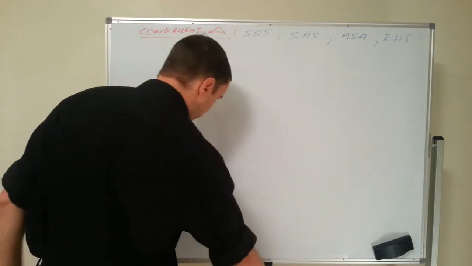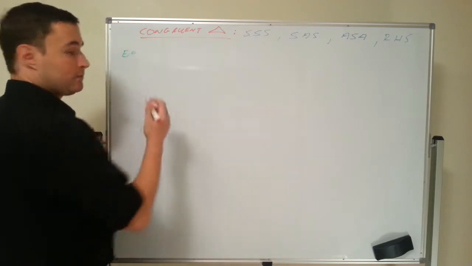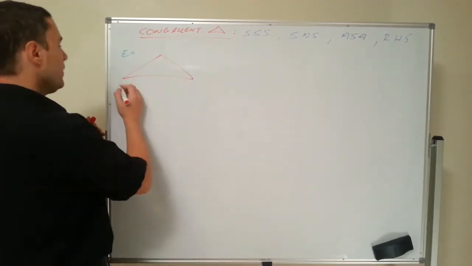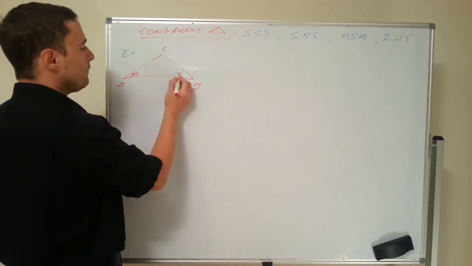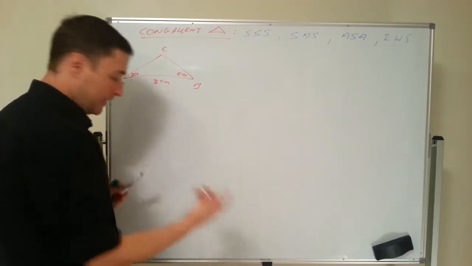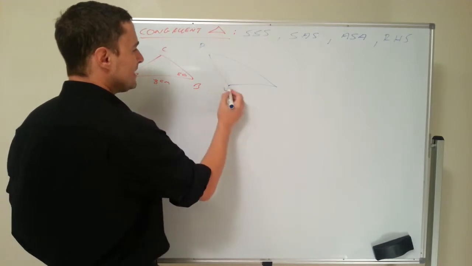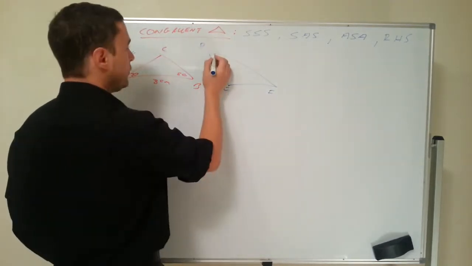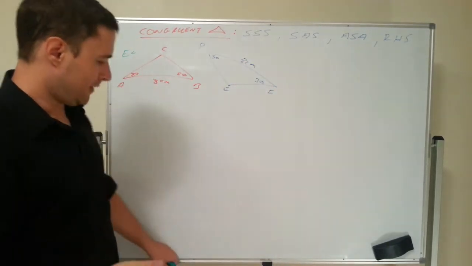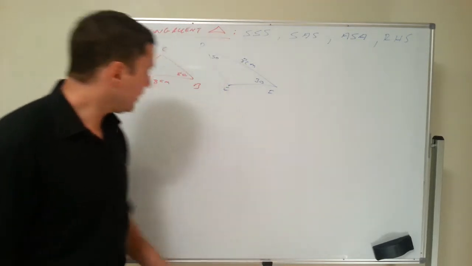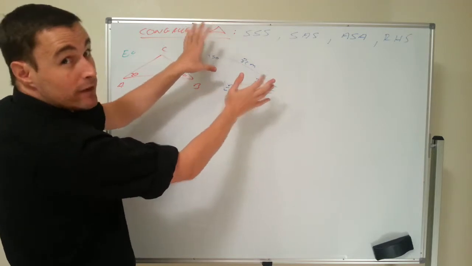Let's do one. I've got 2 triangles. I've got ABC, and it's 30, 50, and 8 centimeters. And then I've got DEF, and we've got 50, 30, and 8 centimeters. Now, I hope you can see that these 2 are actually the exact same triangle. I've taken ABC and I've flipped it like this, and I've got it over there for DEF. It's the same triangle.